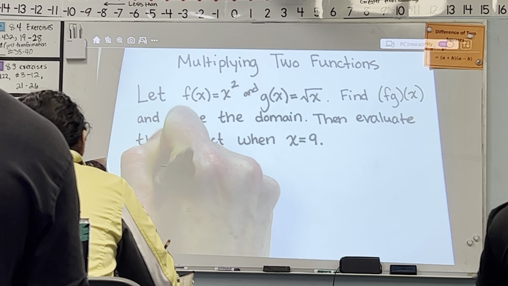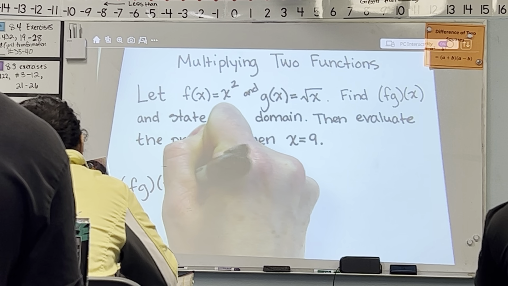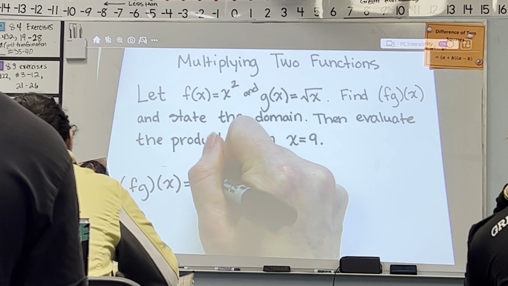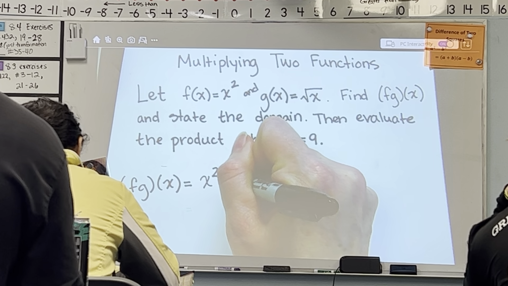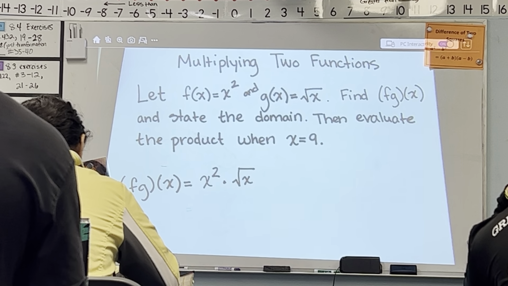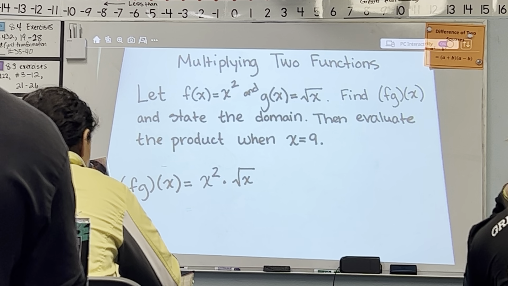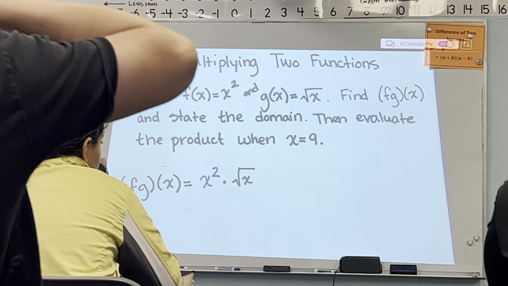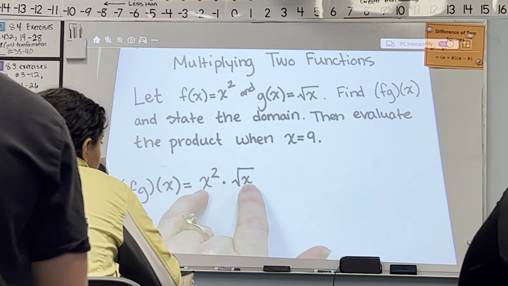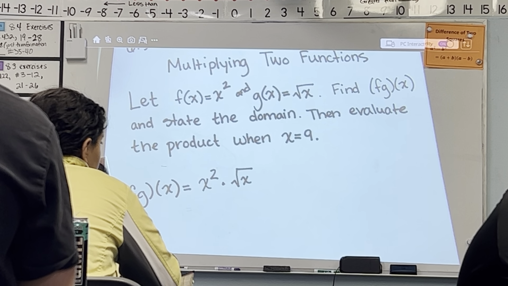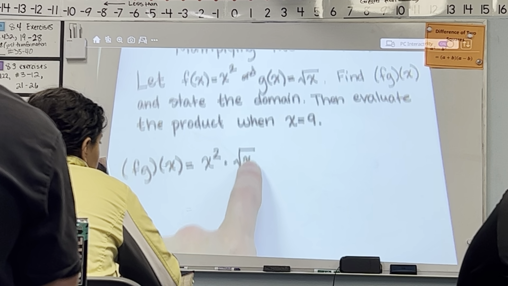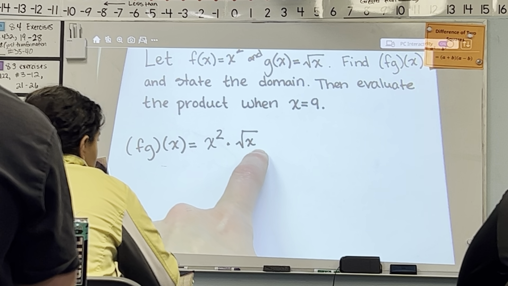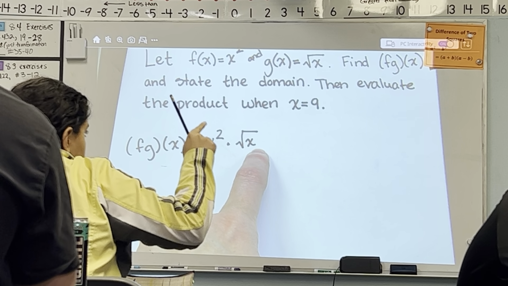f times g of x is the same thing, it's just f of x times g of x. So we have x squared times the square root of x. Now, when you're multiplying, you can combine unlike terms. It's okay when you're multiplying, but we need these to be in a format where we can combine them. So, I'm gonna turn the radical into an exponent. How do I turn a square root into an exponent? X to the 1/2. Yes, Anna, good.